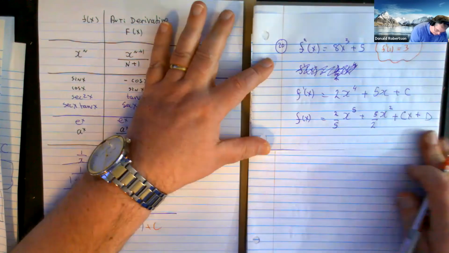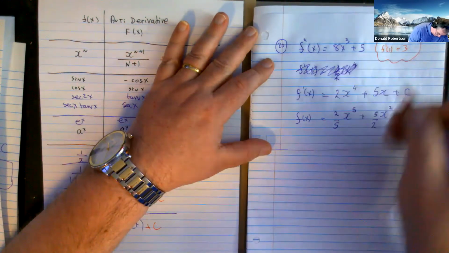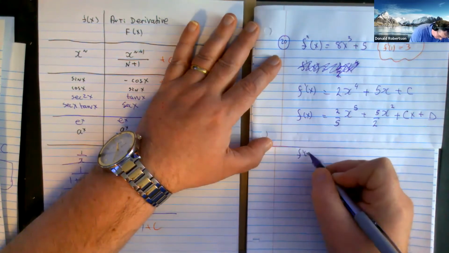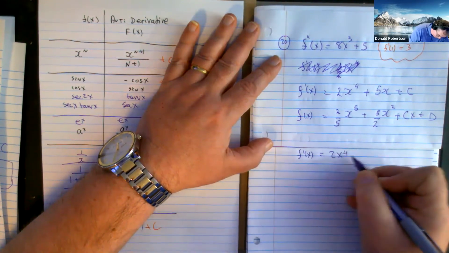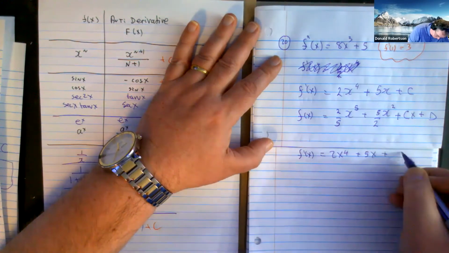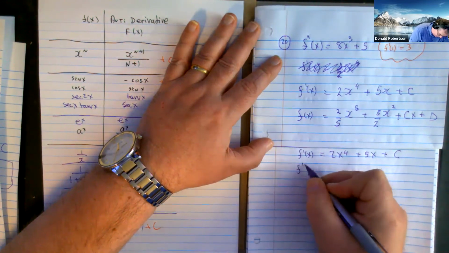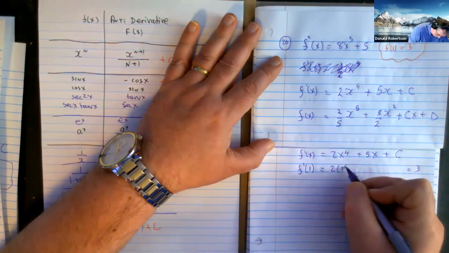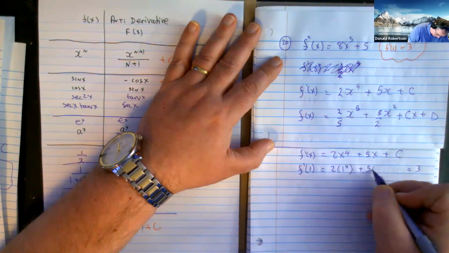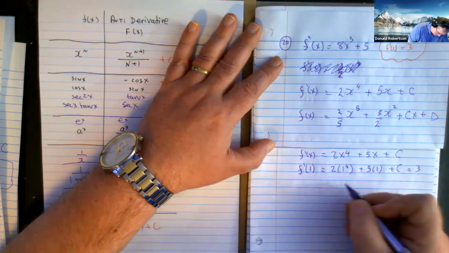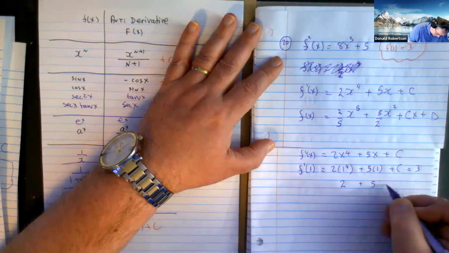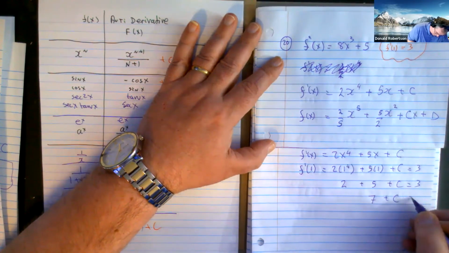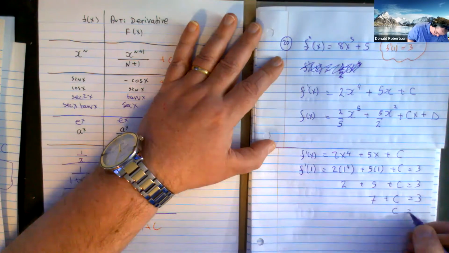So if you tell me that f dashed of 1 is 3, and I'll write down what f dashed of x looks like. It was 2x to the 4 plus 5x add c. And f dashed of 1 was equal to 3. So 2 lots of 1 to the power of 4 plus 5 lots of 1 add c. 2 add 5 add c is 3. 7 add c is 3. So that makes c -4.